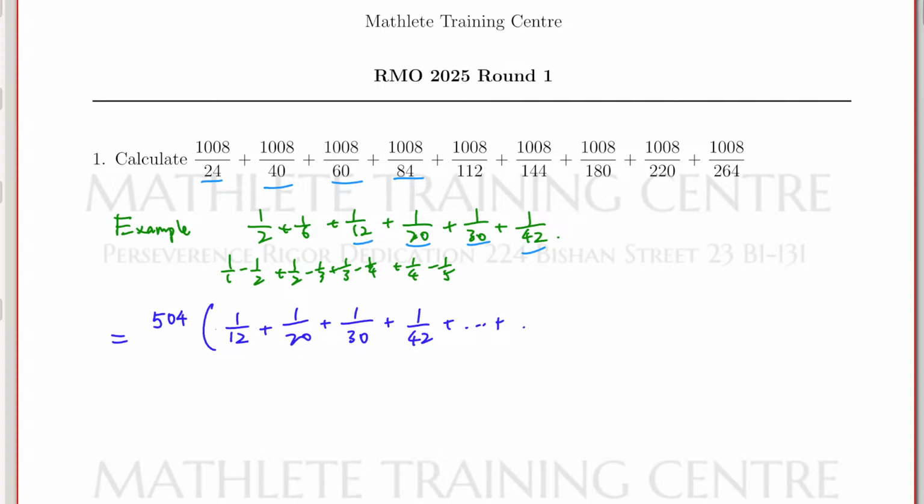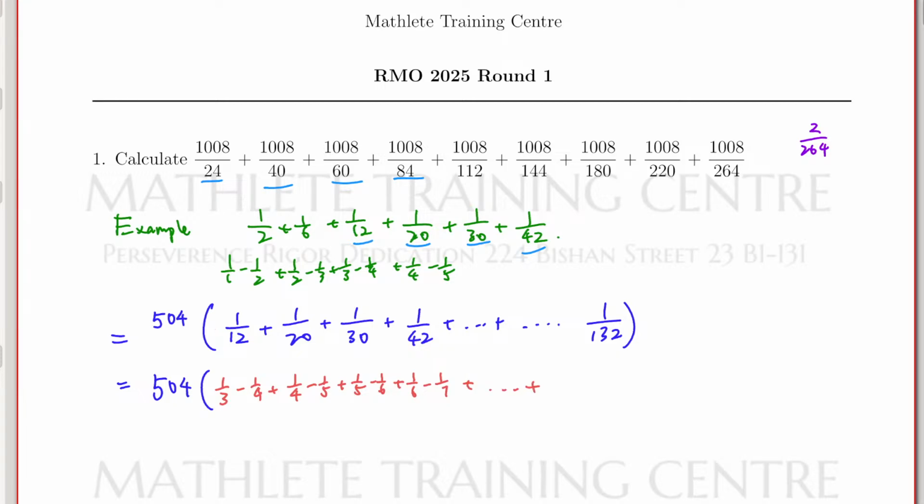Now, what will be the very last number? The very last number here, we can take out 504, we get 2 over 264 left over, that equals 1 over 132. And that will be 11 times 12. So that means I can write down 504 times the sum where 1 over 12 is 1 over 3 minus 1 over 4. 1 over 20 is 1 over 4 minus 1 over 5. Next one, we have 1 over 5 minus 1 over 6, 1 over 6 minus 1 over 7, all the way until my very last term, which is 1 over 11 minus 1 over 12.